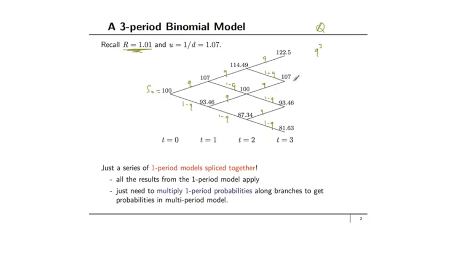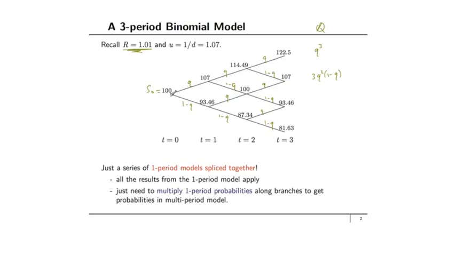Well, in this case, it's actually going to be 3 times Q squared times 1 minus Q. Now, how do I know that? Well, let's think about it. There are actually 3 ways to get to 107.